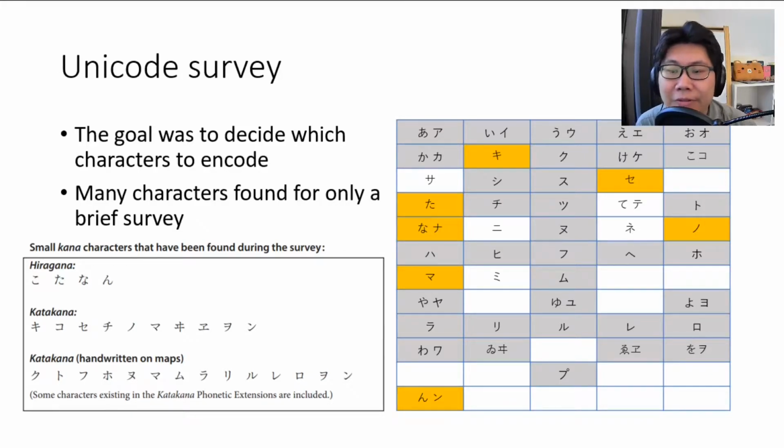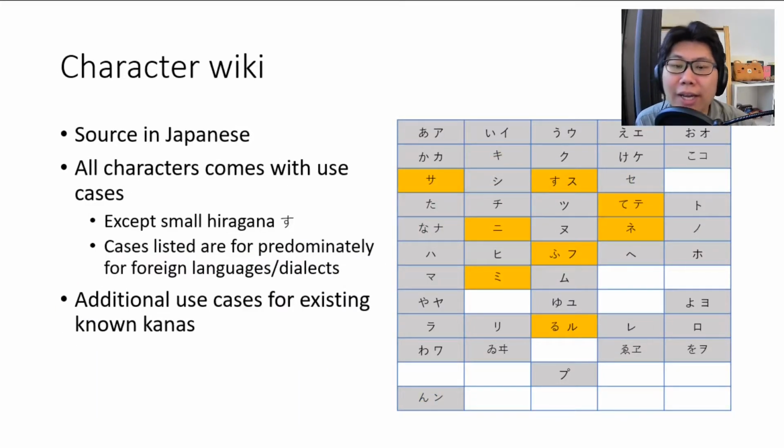It's in English. Another source I found while Googling is a wiki specialized in characters. It's in Japanese. And they have a section for kanas denoting sounds. If you want to check it out, again, links in the descriptions.